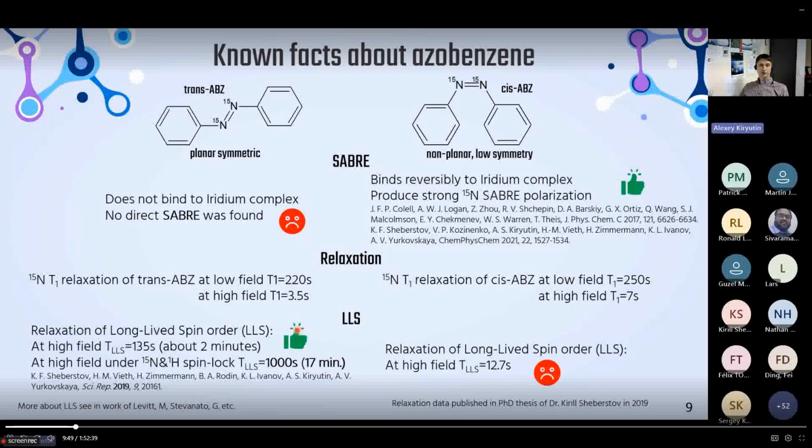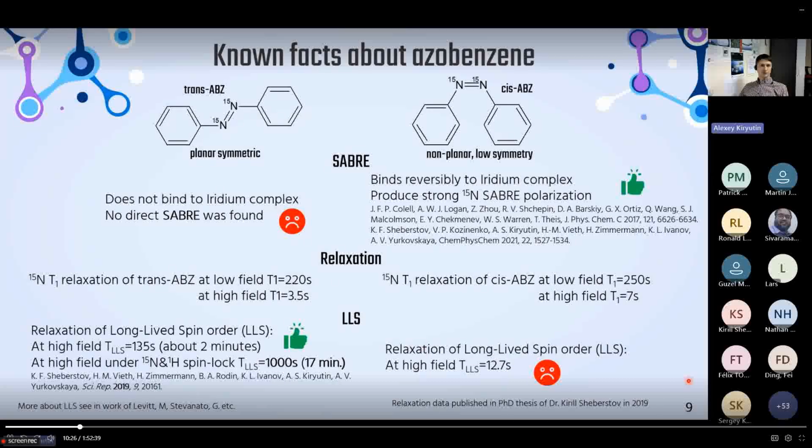The game-changing discovery was made by Kirill Sheberstov in our group in Novosibirsk. He found that trans-azobenzene exhibits record long-lived spin states, almost 20 minutes lifetime, and a dual spin locking at high fields. Such long-lived spin states can exist only in magnetically equivalent nuclei with high symmetry in rigid molecules. By the way, parahydrogen is the simplest case, which can live for many days. LLS in the cis isomer lives only several seconds, just slightly longer than T1.